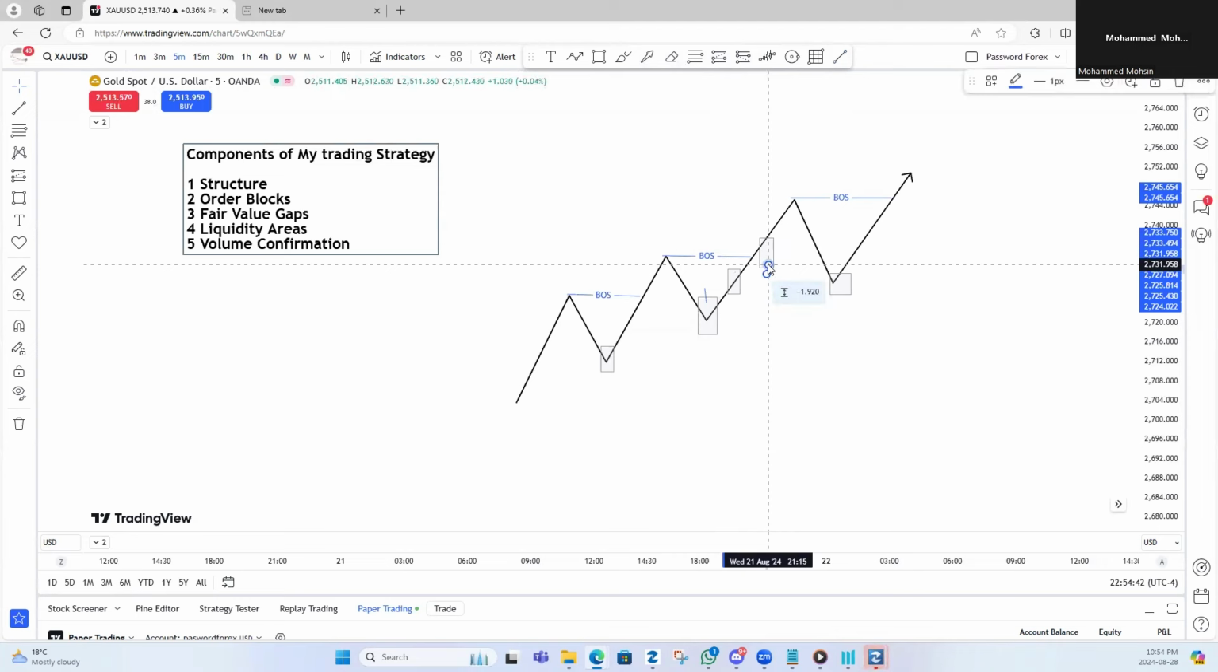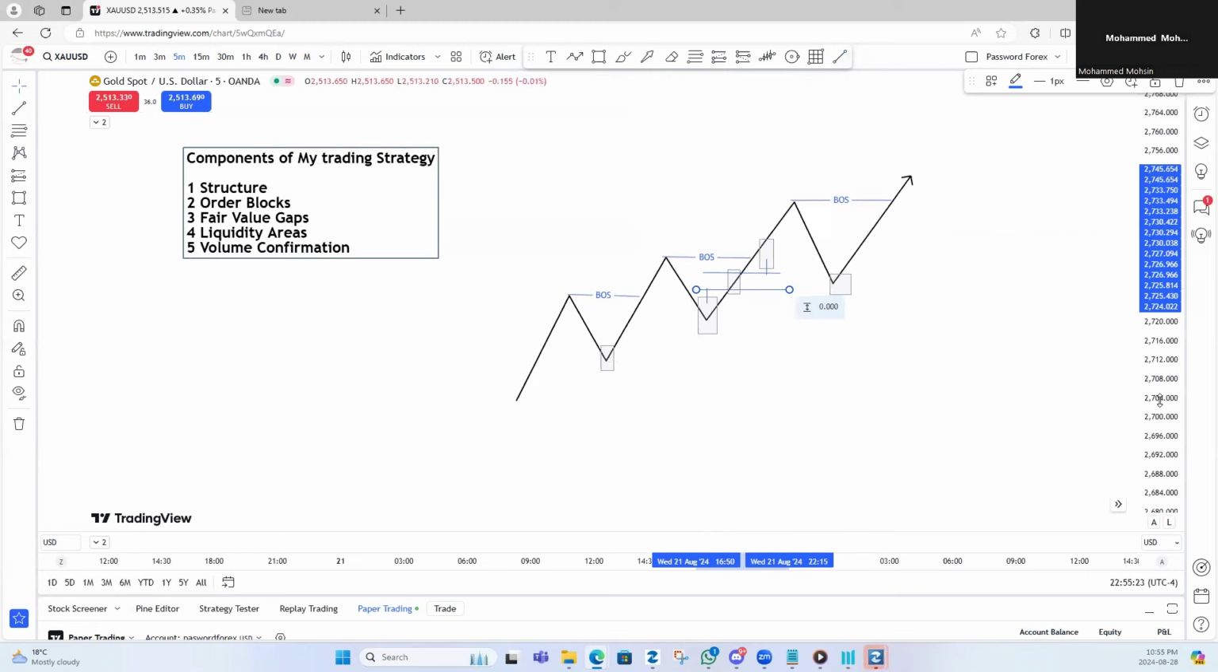Let me see if I can draw it properly. Okay, super. There you go. So this is the gap I'm talking about. The wick of this candle and the wick of this candle, there is a gap available. This gap needs to be filled because there are lots of orders sitting right here which haven't been executed. So the market comes back and picks up these orders in order to make a move, right? So these are the areas. Okay, so number one is structure. Number two, the areas of interest, which are order blocks and fair value gaps, and the volume confirmation.